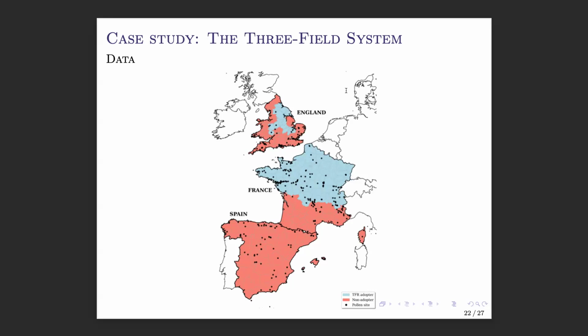Blue is a three-field system adopter, and this salmon color is a non-adopter. The dots here correspond to the pollen sites where the forest cover data is coming from. So a few comments on this. Spain is effectively a non-adopter here. In France, we see this adoption happening roughly on a latitudinal basis.